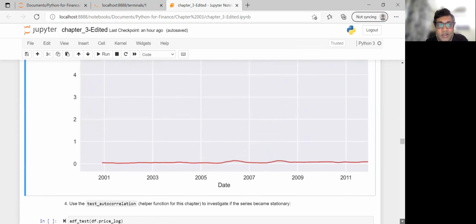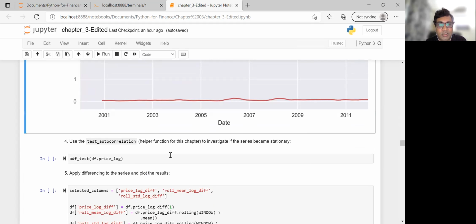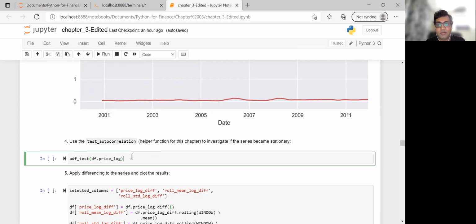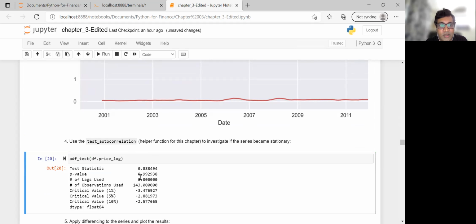And let's now use our ADF Fuller test to see whether we still have a p-value which is higher than 0.05, and we cannot reject our null hypothesis, which means we still have to accept the null hypothesis, which is that the time series is not stationary. So we still are not able to achieve that.